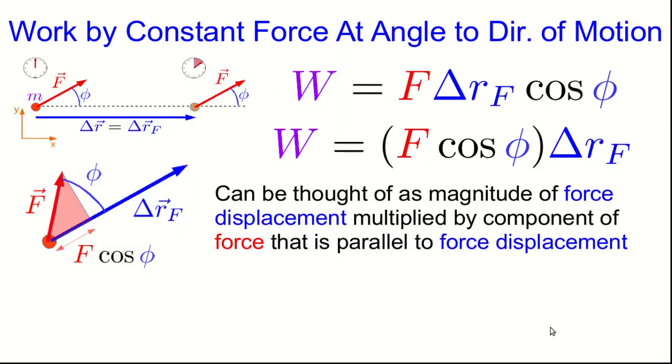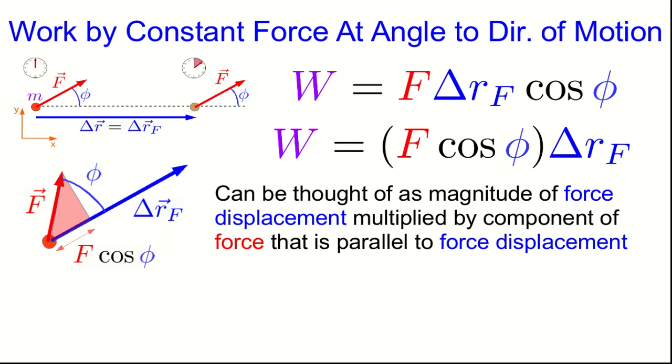Note that if you just group the multiplications differently, you can think of this as F cos phi times delta r_F, and in that case you can see that it's just the magnitude of the force displacement, delta r_F, multiplied by the component of the force that is parallel to the force displacement. You could also regroup it to think of it as the magnitude of the force times the component of the force displacement that's parallel to the force. I'll leave you to draw a picture of that.